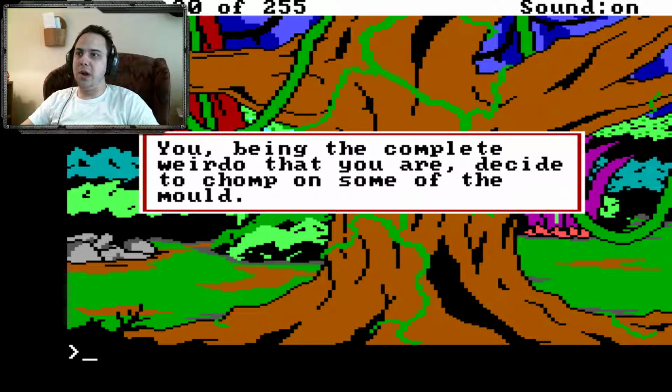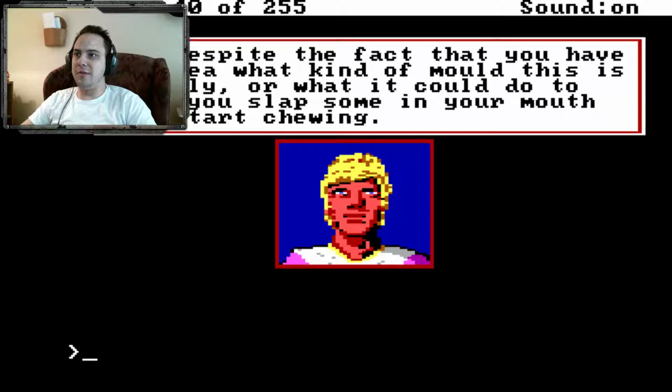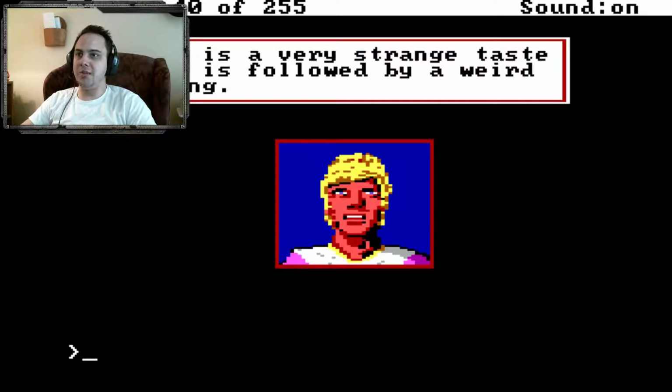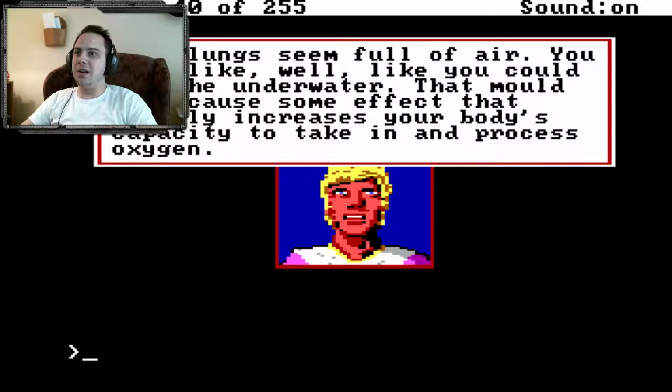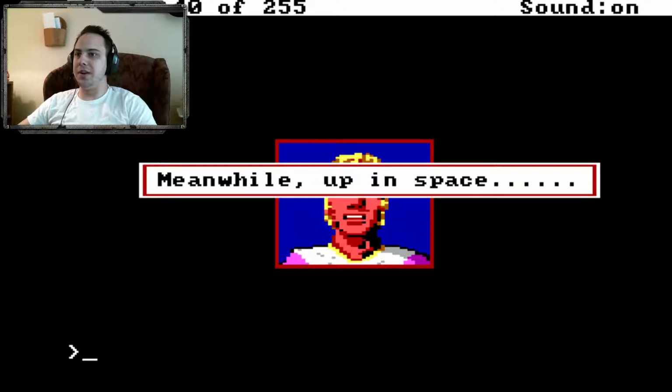You, being the complete weirdo that you are, decide to chomp on some of the mold. Despite the fact that you have no idea what kind of mold this is exactly, or what it could do to you, you slap some in your mouth and start chewing. There's a very strange taste, which is followed by a weird feeling. Your lungs seem full of air. You feel like you could breathe underwater. That mold must cause some effect that greatly increases your body's capacity to take in and process oxygen. You feel amazing. You wish you felt like this every day.